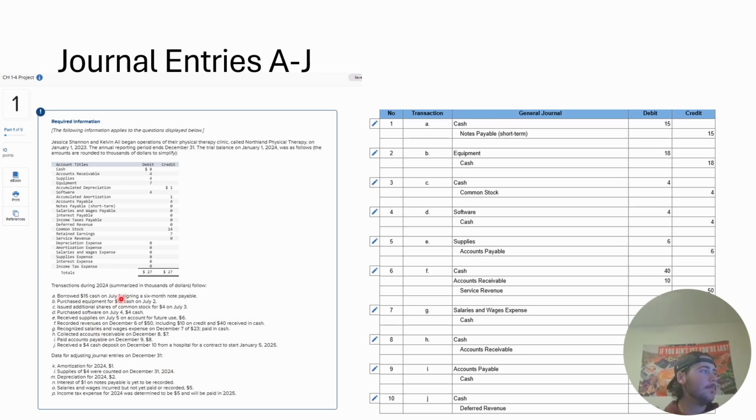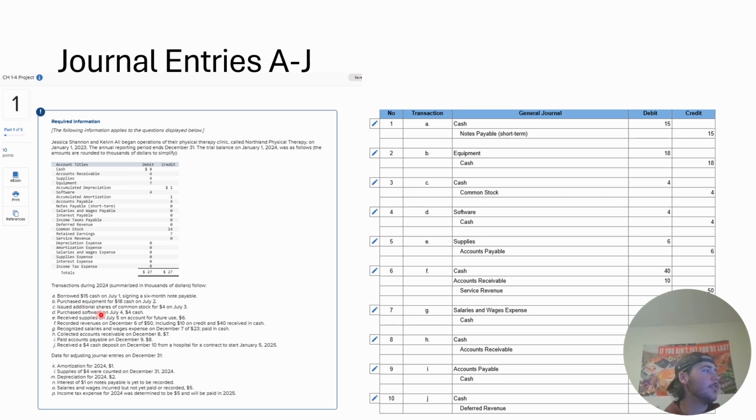We're going to be here. So this transaction, we purchased equipment for $18 cash on July 2nd. So that means we need to debit equipment for 18 and credit cash for 18. Equipment, essentially, we're getting 18 worth of equipment and spending 18 worth of cash.